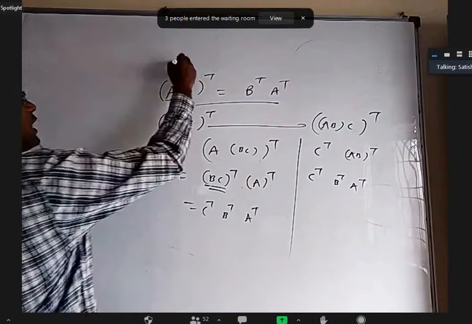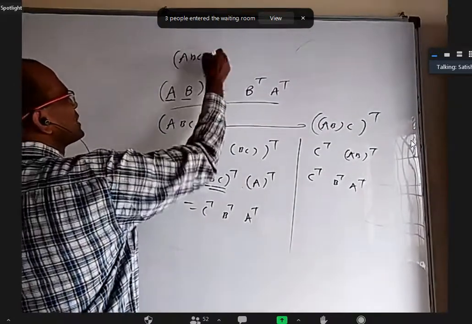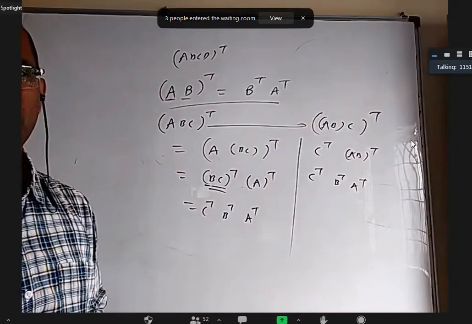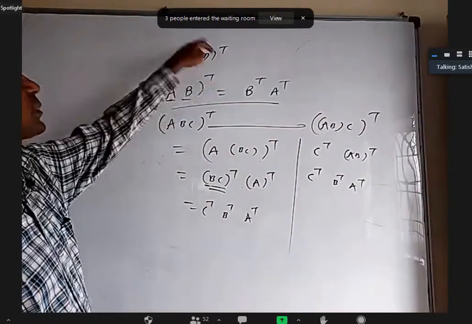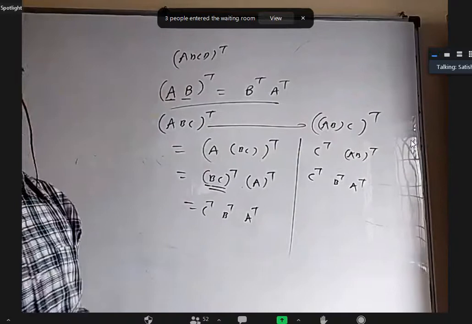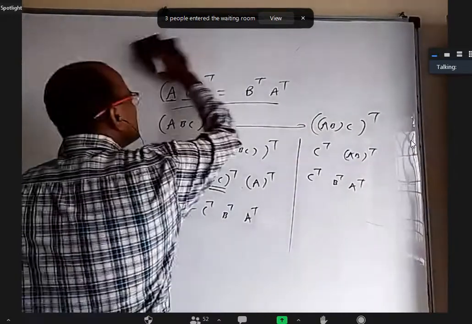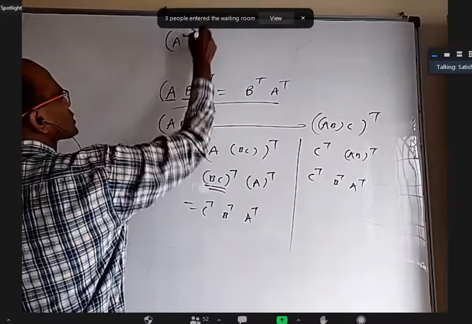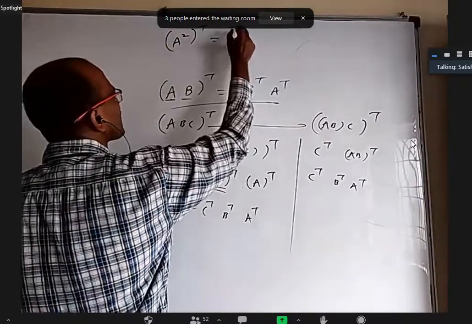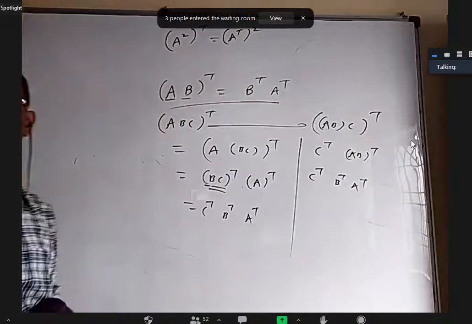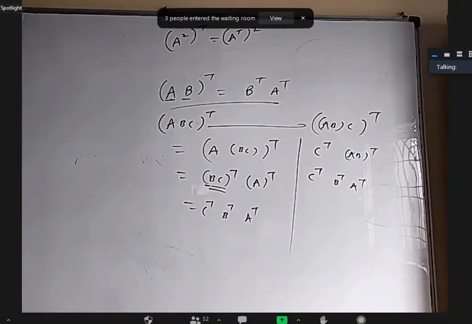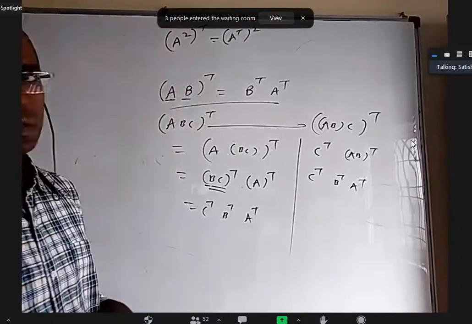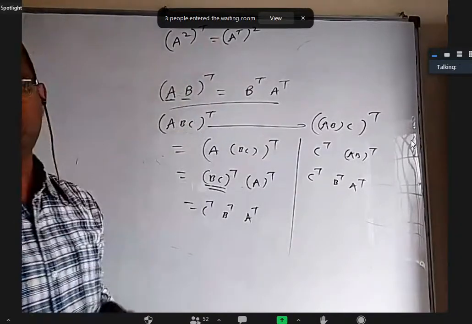Would you like to guess what will come for (ABCD) whole transpose? D transpose, C transpose, B transpose, next A transpose. Okay. Let us see, is this statement correct? A square whole transpose is A transpose whole square. First you square a matrix, then you transpose it, or first you transpose it, then you square it, will it be the same?